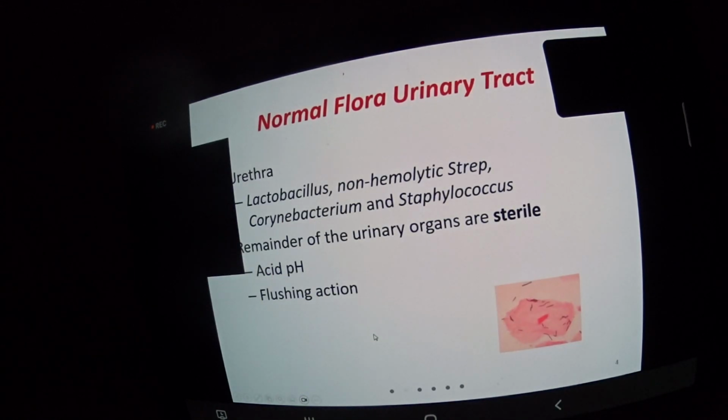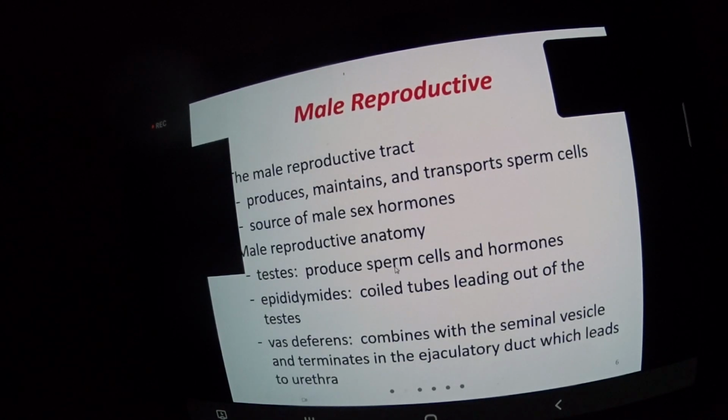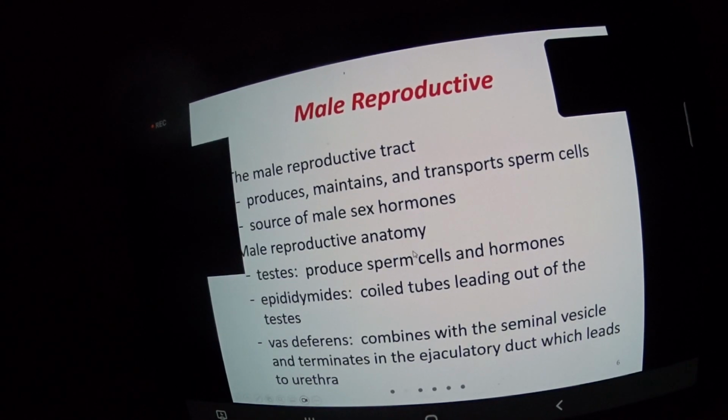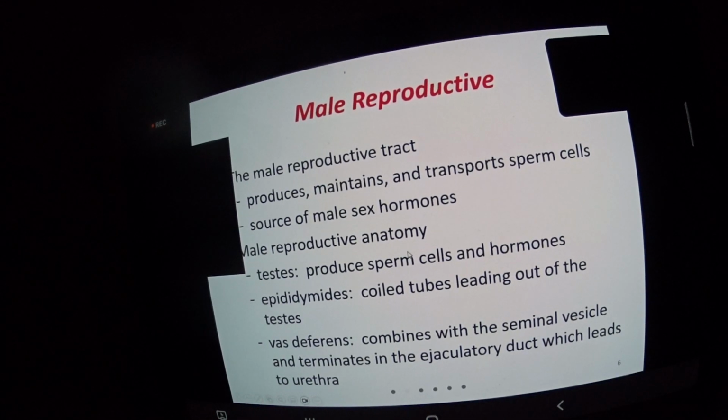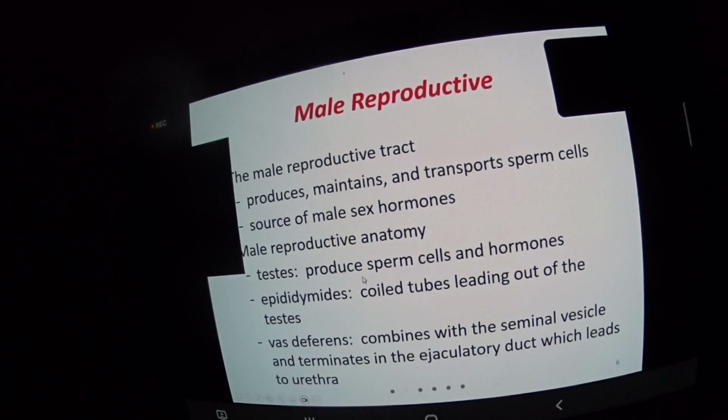Let's see. So we talked about those. The reproductive system has a major difference between males and females. Looking at males, the main component is the testes. The testes are the site where the semen and sperm are produced, and the semen is the sperm in addition to lubricating fluids and other material. So that's where it's produced. And the site of ejaculation is the urethra, where the semen is released.